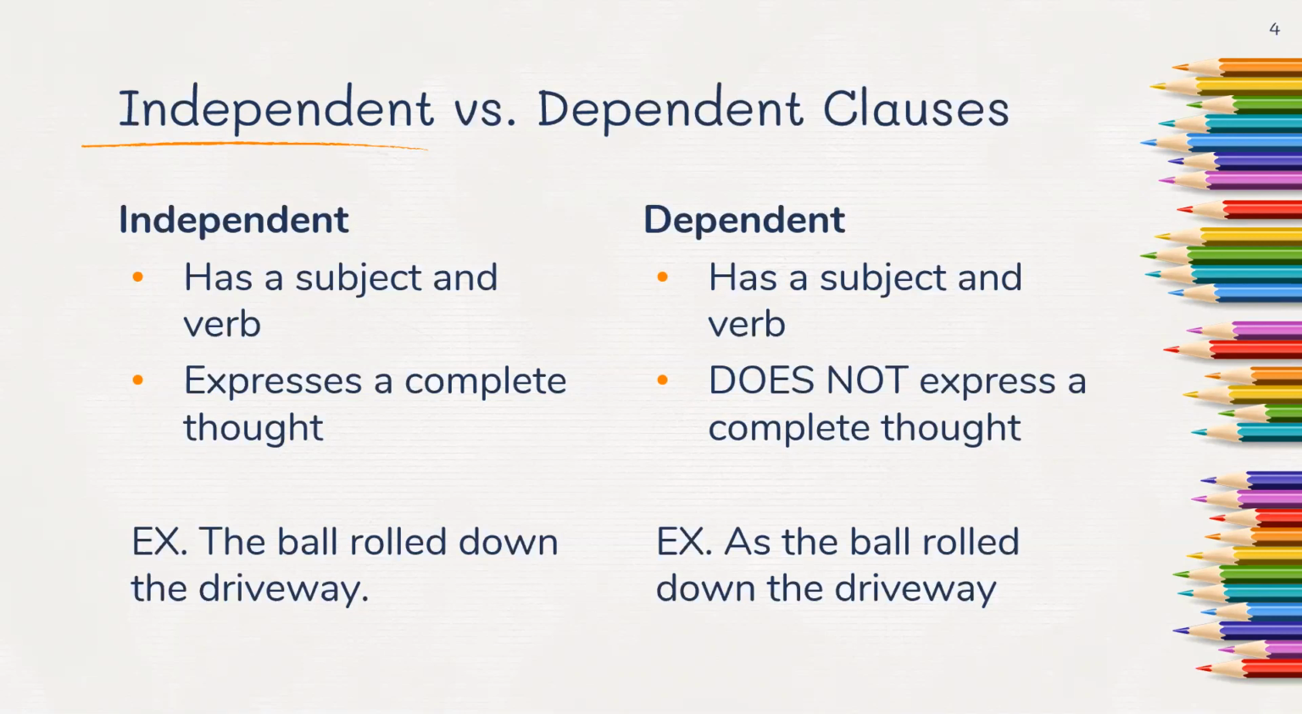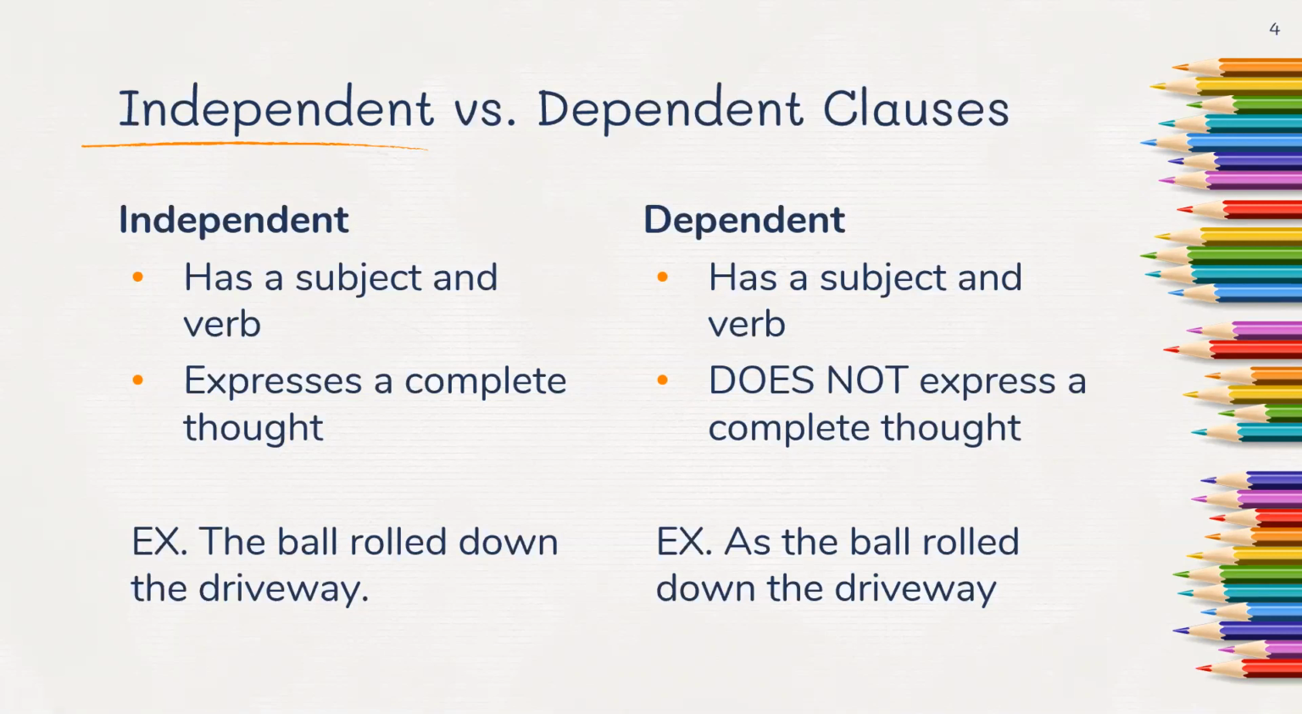A dependent clause is different. It still has a subject and a verb, but it does not express a complete thought. This is the difference right here. It does not express a complete thought. So my example here, as the ball rolled down the driveway, that's not a complete thought, because you are left asking, well, what? As the ball rolled down the driveway, what? What happened? What's going on? What's next? So even though it does have a subject and verb, ball rolled, it's not a complete thought.